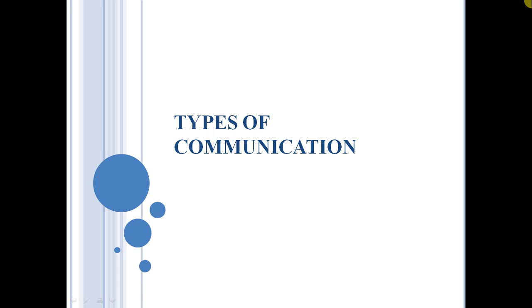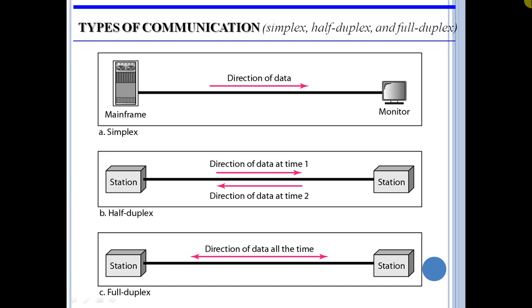In this video, we are going to learn about types of communication based on whether the system communicates only in one direction or otherwise. The communication systems are classified as simplex system, half duplex system and full duplex system. So you can see in this particular diagram, the first figure is simplex. That is, we have a mainframe computer which is sending data in one direction to a monitor.